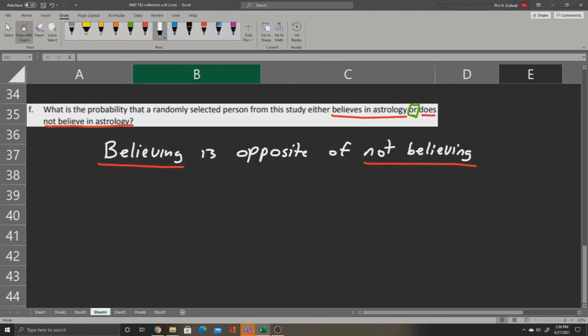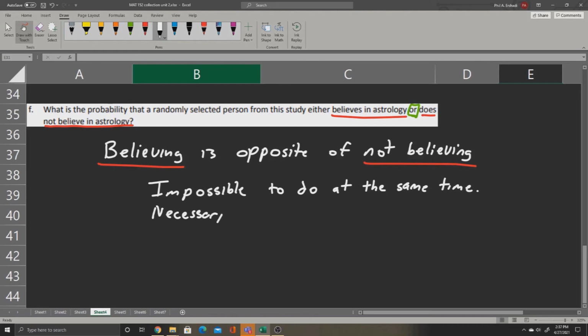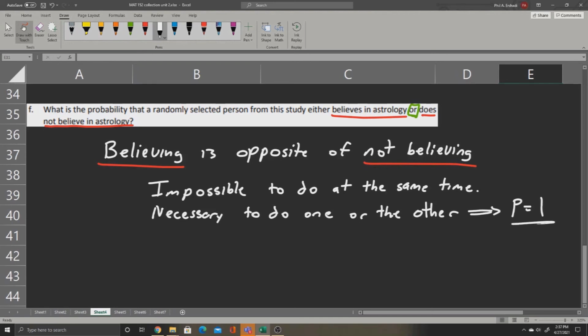If we have two conditions that are exact opposite of each other, it is impossible to do them at the same time, but it is also absolutely necessary to do one or the other. Now, since it's necessary to do one or the other, we can say that the probability is equal to exactly 1. Either you believe or you don't. You can't do both at the same time, and if you don't do one, you must do the other.